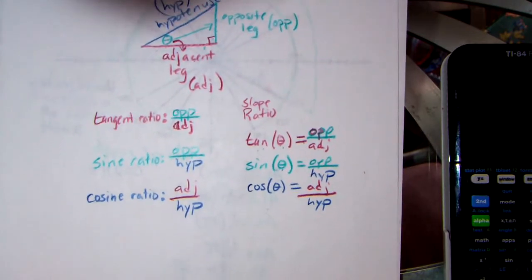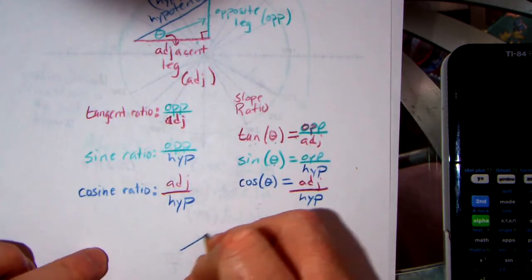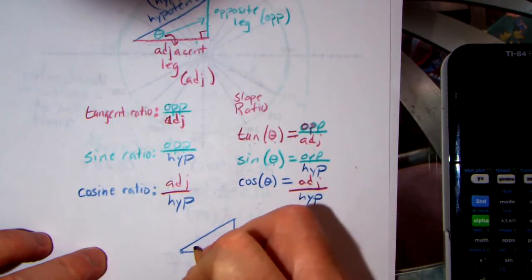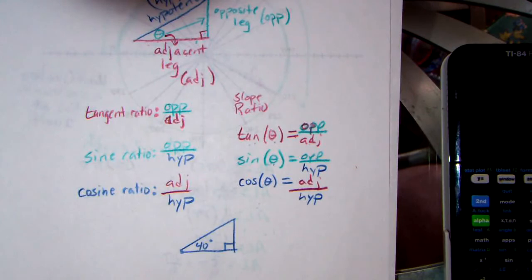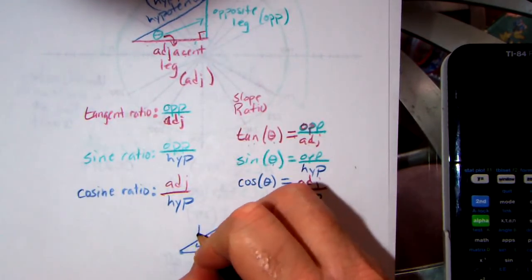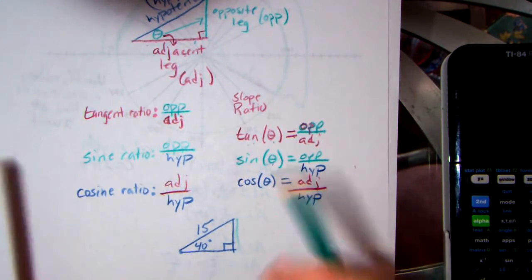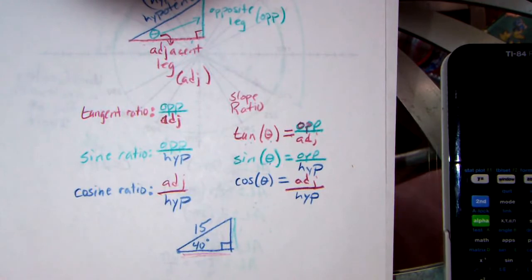So this is going to open up a whole other world to us in terms of solving problems with right triangles. If I knew that was 40 degrees, and say I know that my hypotenuse is 15 units, I can actually use that to calculate the lengths of this side and that side without doing any Pythagorean theorem work. All I have to do is use my calculator.